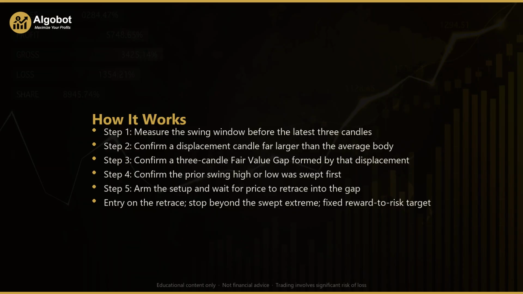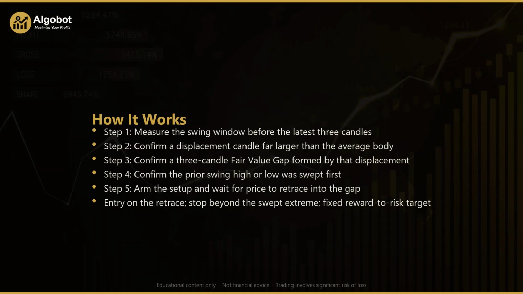The middle candle of the trio, Candle 2, must be a true displacement candle. The strategy detects this when Candle 2's body is at least the displacement multiple value, defaulting to 1.6 times that average body. In plain terms, Candle 2 has to be dramatically bigger than what the market has been doing recently. Next comes the gap. For a long setup, the strategy detects a bullish fair value gap when Candle 3's low is still above Candle 1's high, leaving clean air between them, and Candle 2 closed higher than it opened. For a short setup, it's the mirror image. Candle 3's high sits below Candle 1's low, and Candle 2 closed lower than it opened.